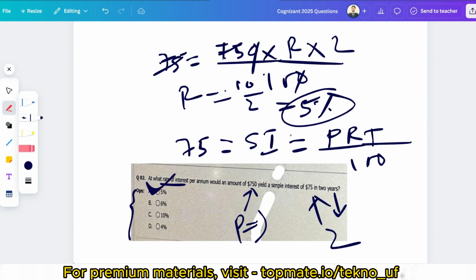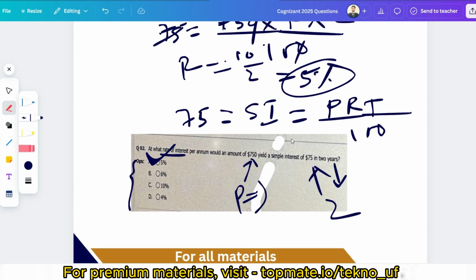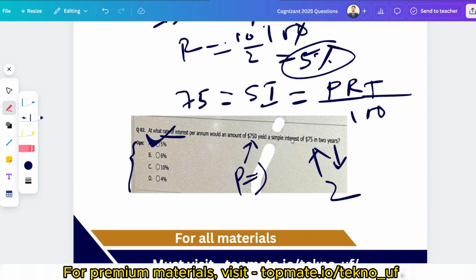I hope you understood, guys, how I calculated. I should not elaborate that much because this is a very easy question. Just implement the simple interest formula PRT by 100, and you will get it.